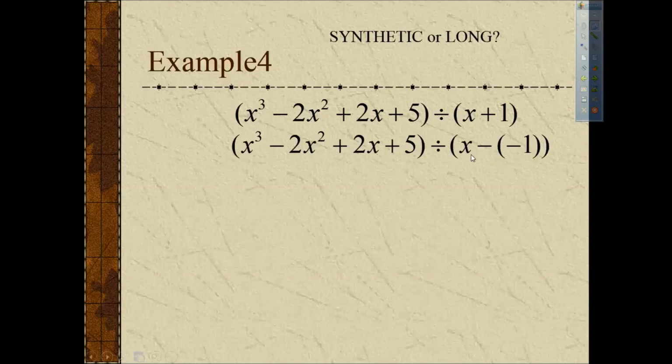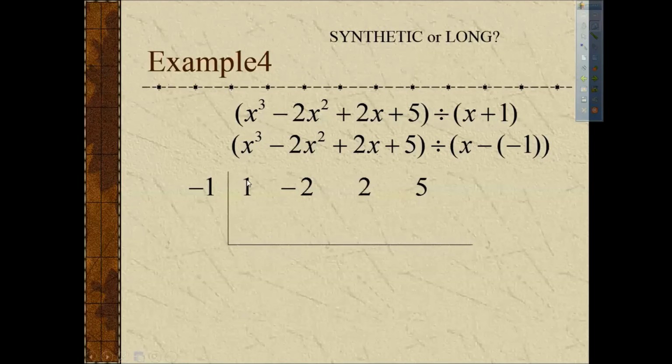And now this is in a good form for doing synthetic division. Outside of our framework, we're going to put a -1. It's getting familiar: we use the opposite sign of what we see in the parentheses. When we're dividing by x plus 1, the number that goes outside is the opposite of a +1, or a -1. Inside the framework, I'm putting the coefficients: x cubed is 1, x squared is -2, the coefficient of x is 2, and the constant is 5. So we're ready to do our synthetic division.